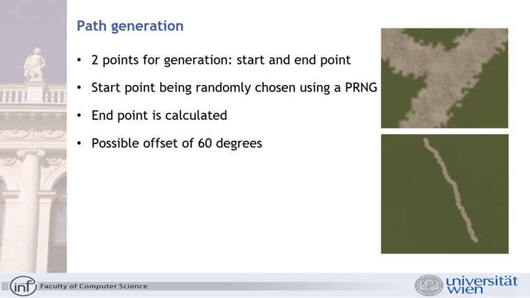The algorithm then starts from the start point, calculates the normalized direction towards the end point, and generates a new path point in this direction with a possible offset of 60 degrees, 30 degrees in both positive and negative directions, so that we can achieve curves and so on, which are also chosen by pseudo-random number generators. The whole algorithm is an iterative process and ends when it reaches a very close proximity to the end point. All these path points are then represented as spheres and are saved in a global container for later.